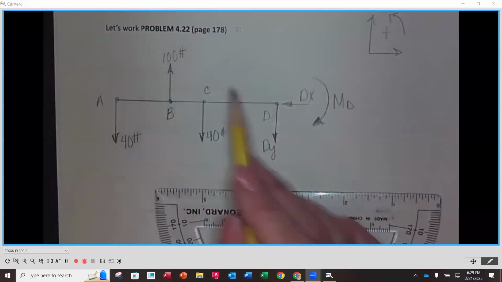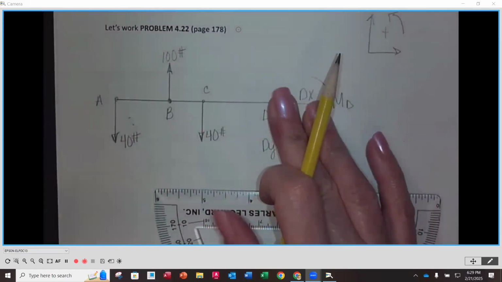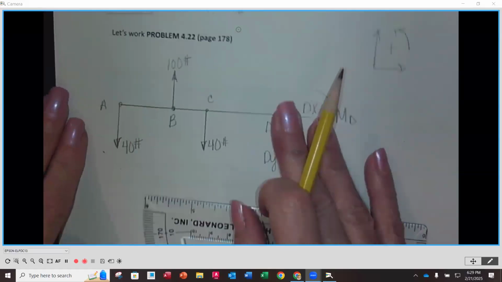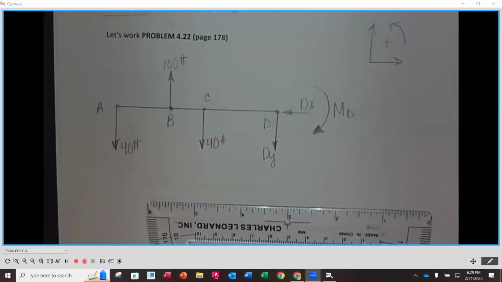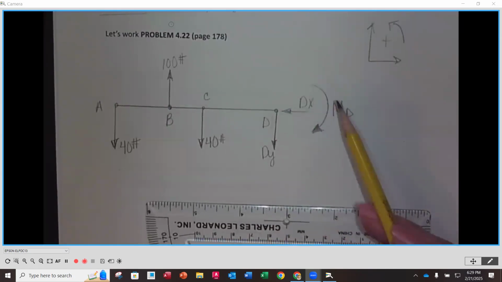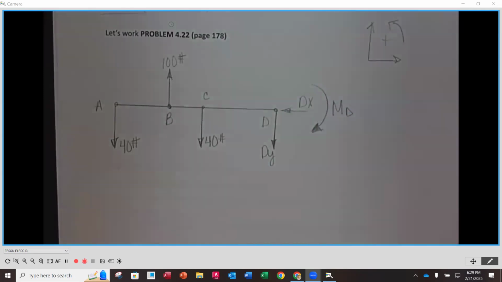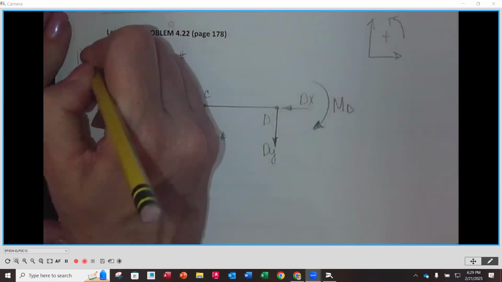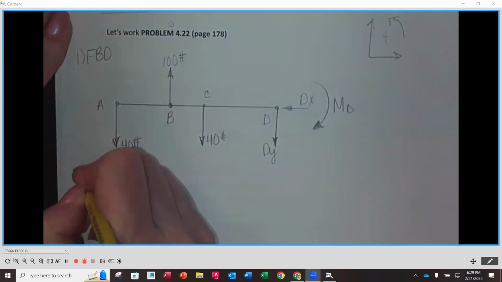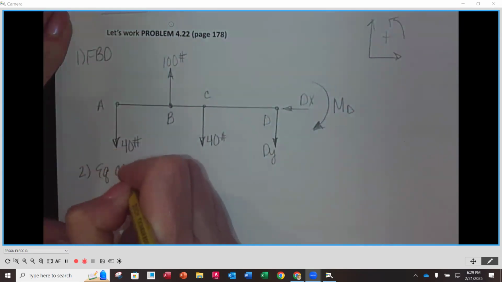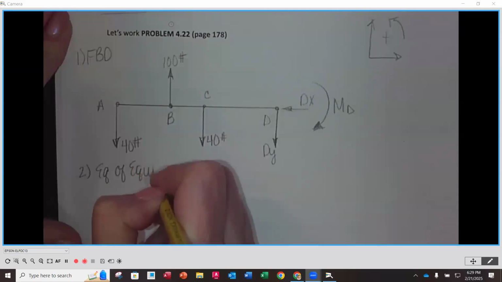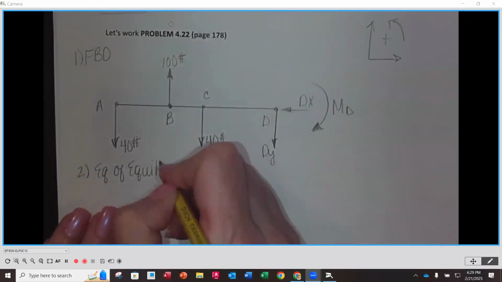So again, we have all these out here. It's kind of like everything is being supported here. So we're going to solve for dx, dy, and the moment for that fixed support, MD. You'll notice that we don't have any forces to break into components, so we can go right from our free body diagram into equations of equilibrium.